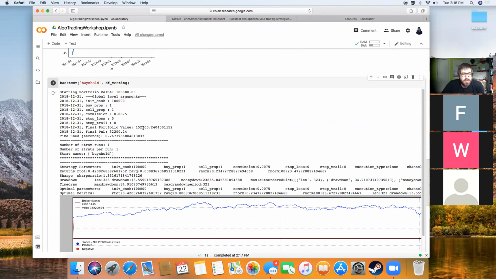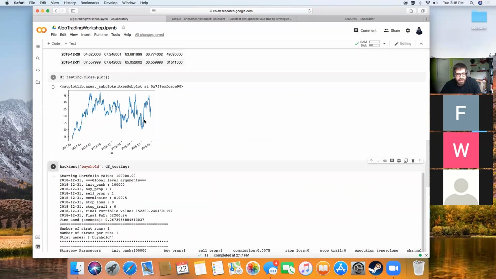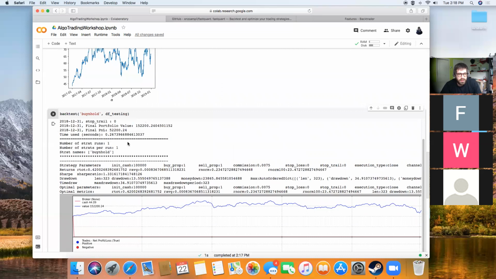152,000. Holy shit, if in 2 years you have invested in Apple and in Tesla, okay, it's 100,000 initial cash. That's not too good to be true. So 100,000 initial cash and 152,000. That's okay. So that's your kind of benchmark. Can you do better?